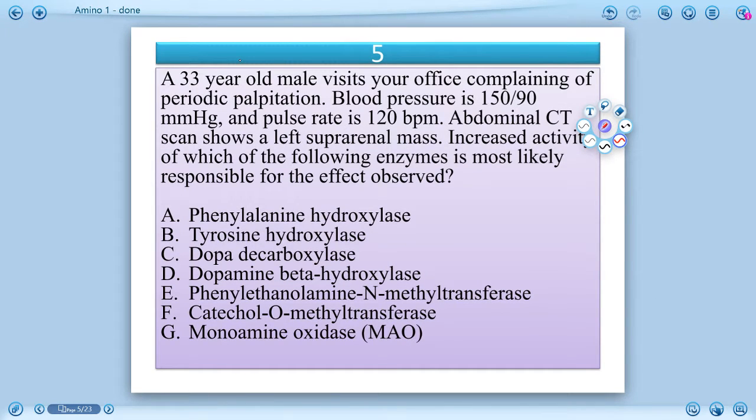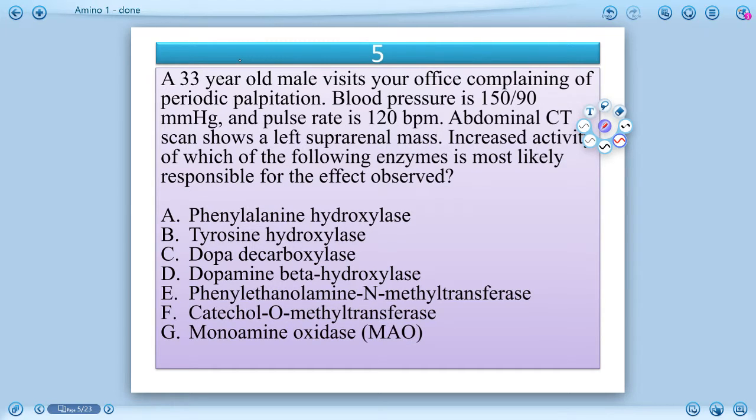A 33-year-old male visits your office complaining of periodic palpitation. Palpitation is increased heart rate that you can feel and hear. Blood pressure is 150 over 90, that's high. Pulse is 120, that's high. Abdominal CT scan shows a left suprarenal mass. What are you going to think? Adrenal medulla problem, so it's either pheochromocytoma or neuroblastoma. Looking at the age, pheochromocytoma. Which of the following enzymes with increased activity is most likely responsible for these effects?